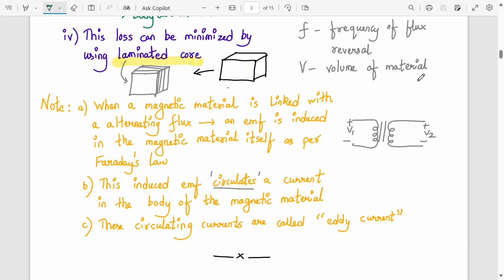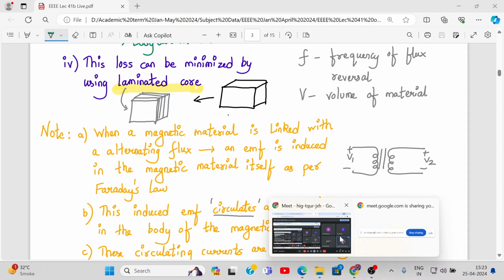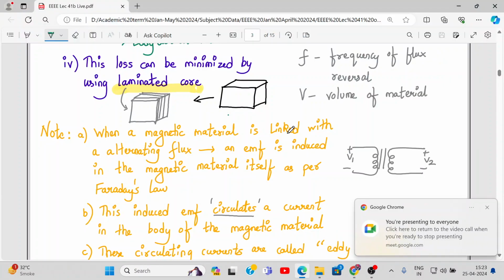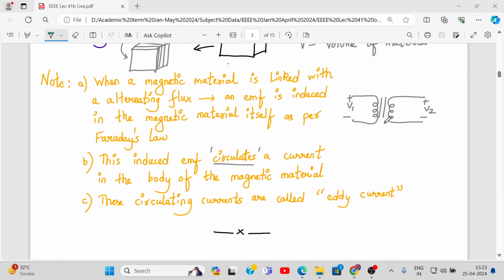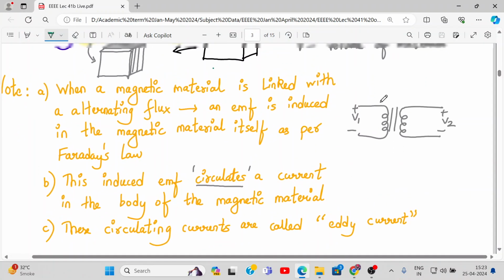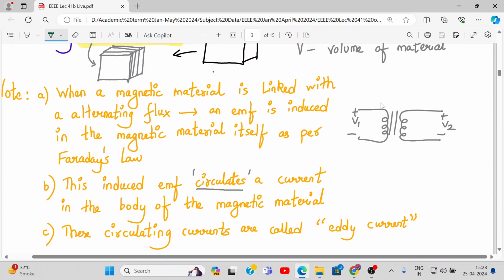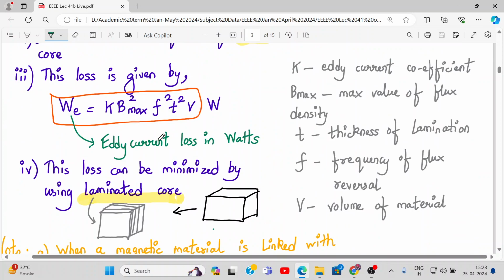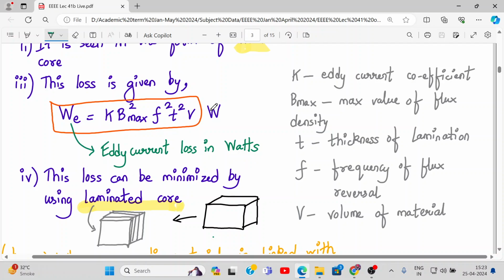Any query, anyone? What eddy current? Okay, WE, this one formula: K into B max square F square T square V. If you remember it, well and good. If you don't remember it, then also it's fine. You have to tell what the loss is, what the effect of that loss is, and how to overcome it, what material you use to overcome it. These three points should be there.